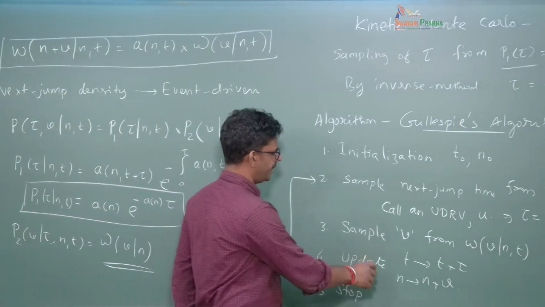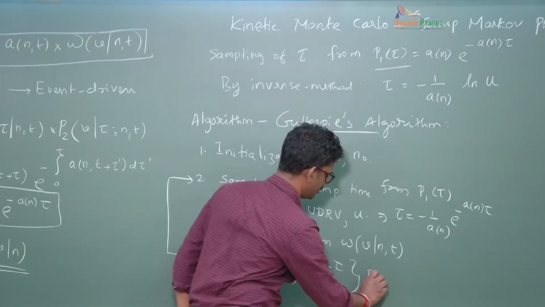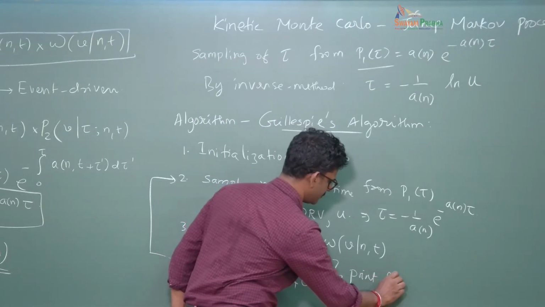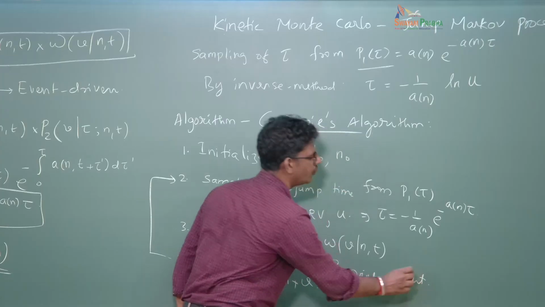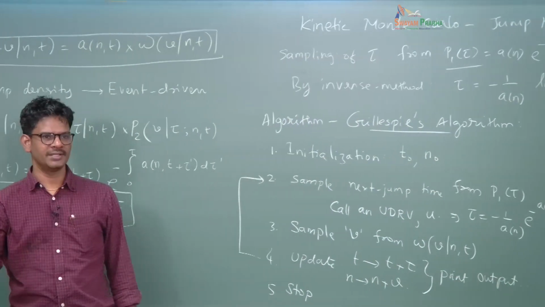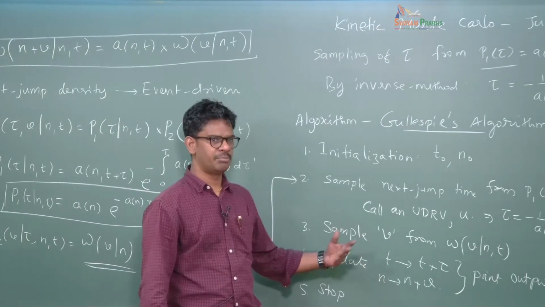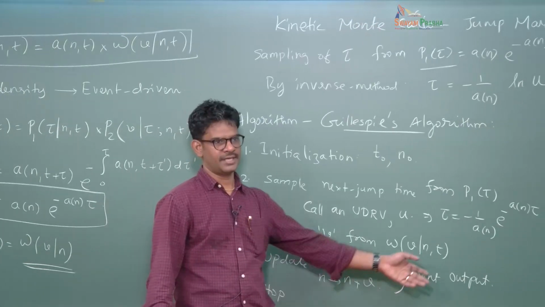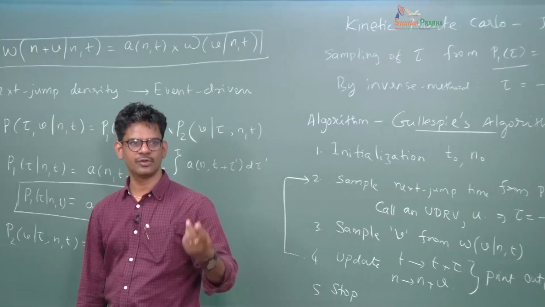And while you update, you may also want to print some output values. For example, if you need a trajectory sample path, you may want to store or record or print t versus n as you go along, so that you can use this data to post process later on.